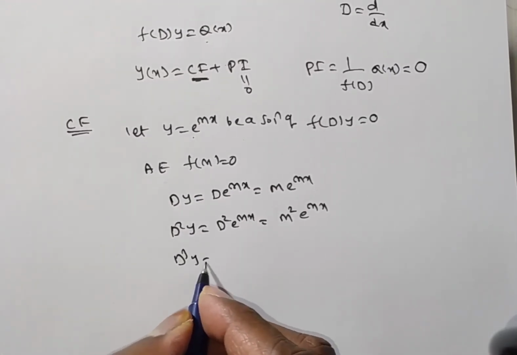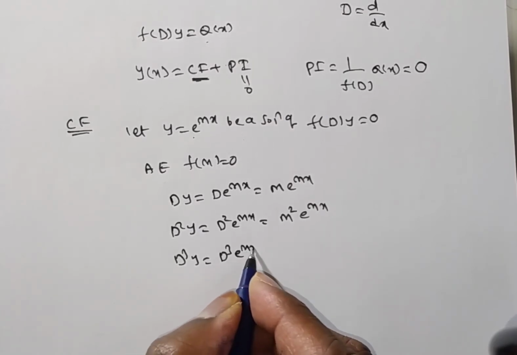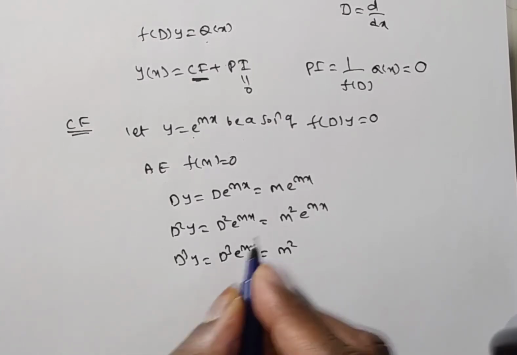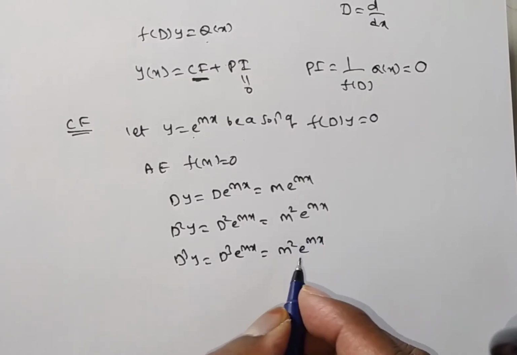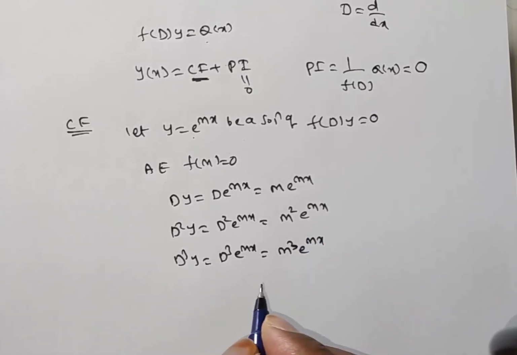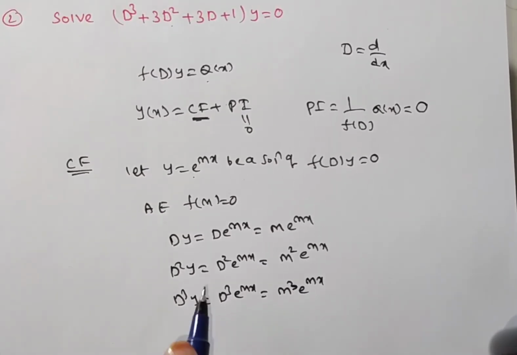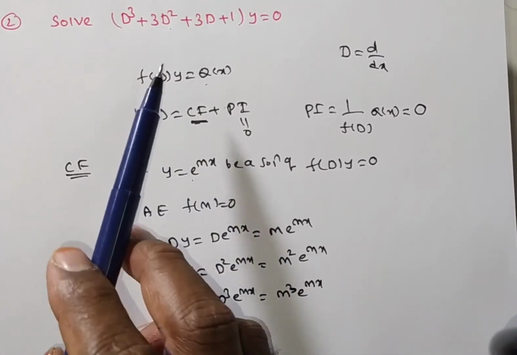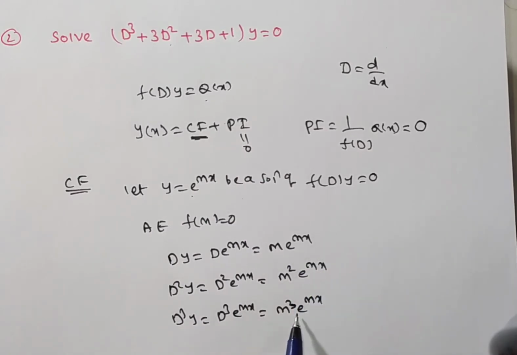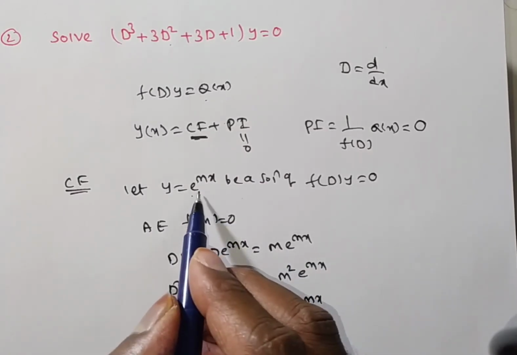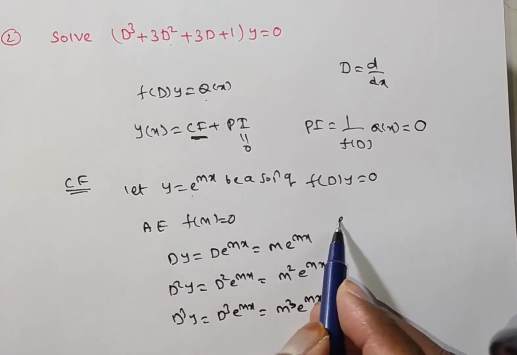Now D³y is D³ of e^(mx). Already twice you are done, that is m² e^(mx). Now the derivative of e^(mx) is e^(mx) into m, so you will have m³. Now you observe, friends, we need to write all these values in the given equation. Then you will have e^(mx), e^(mx), e^(mx), and y also containing e^(mx). So I can take e^(mx) common.